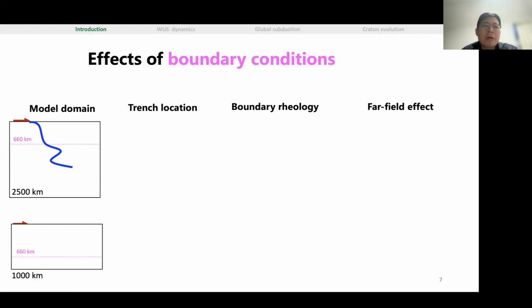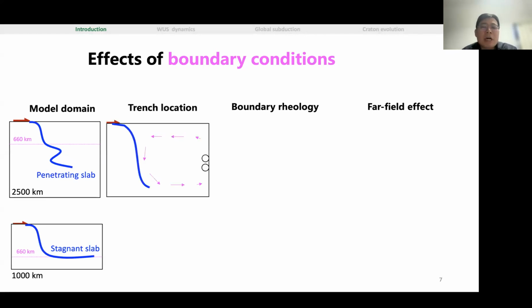But if the model box you choose is only 1,000 kilometers deep at maximum, then no matter what you do, you cannot get this geometry. So the slab would look like this. Everything else is the same except the depth of the box, and you get different answers: a penetrating slab versus a stagnant slab. This is just a kind of pitfall of numerical modeling that people should keep in mind.